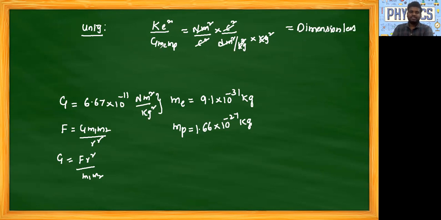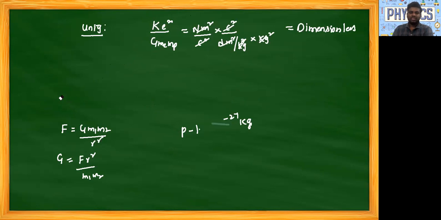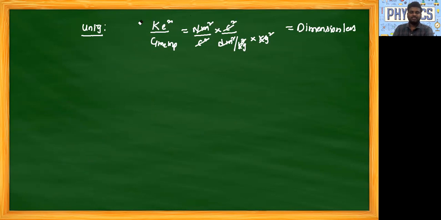K e squared by G m_e m_p is dimensionless. Now we need to find what this ratio signifies. If we substitute all the values of K, e, G, m_e and m_p, we get the answer.